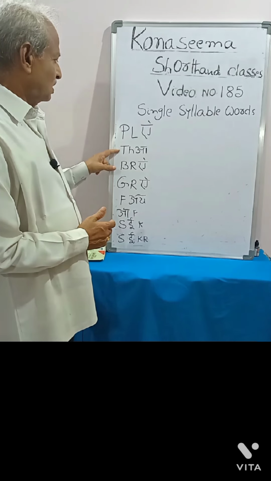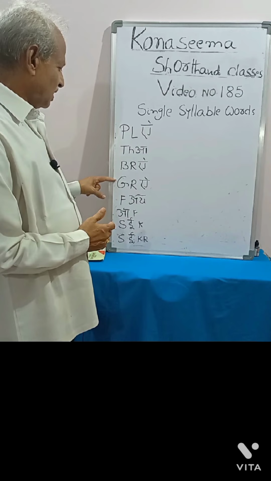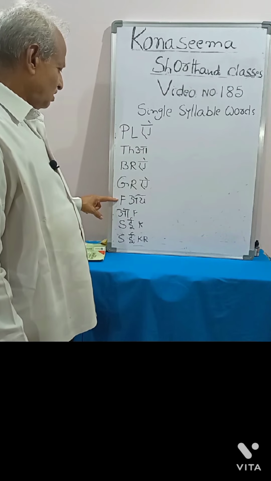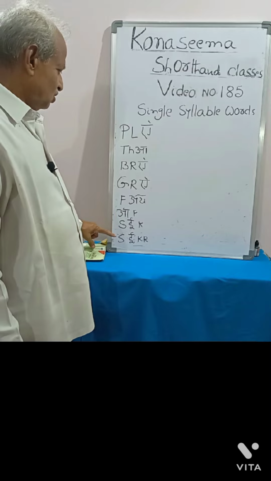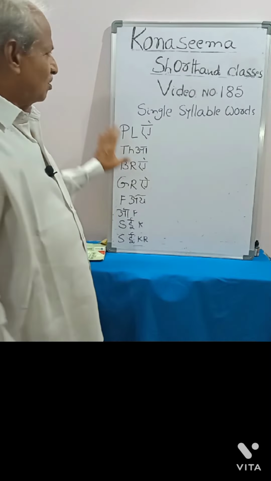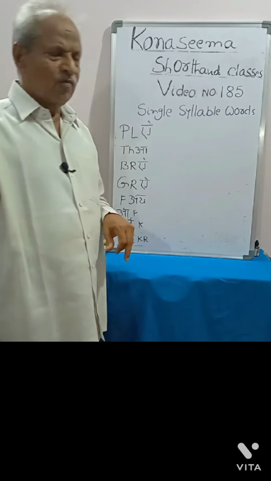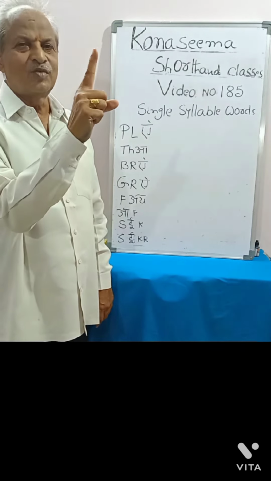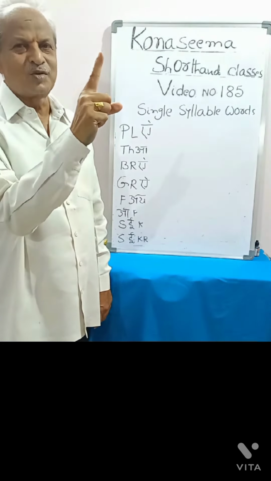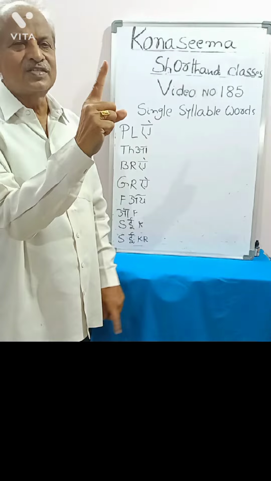Play, ta, bray, grey, far, off, seek, seeker. These are all single syllable words. How? You see, while pronouncing this play, the voice is straight and there is no deviation. And hence, the play is a syllable.